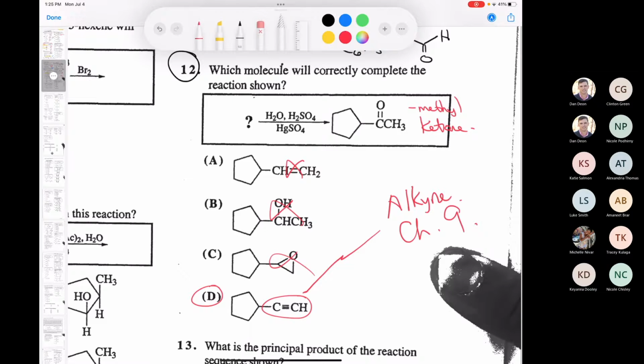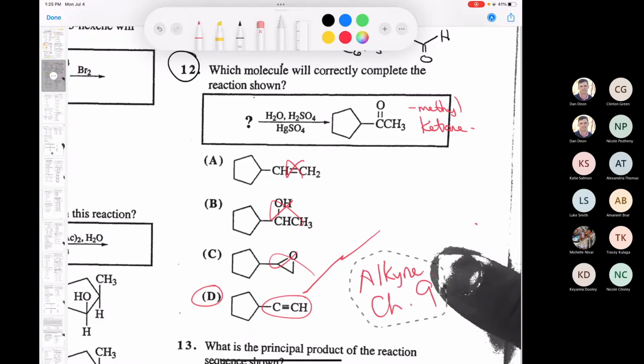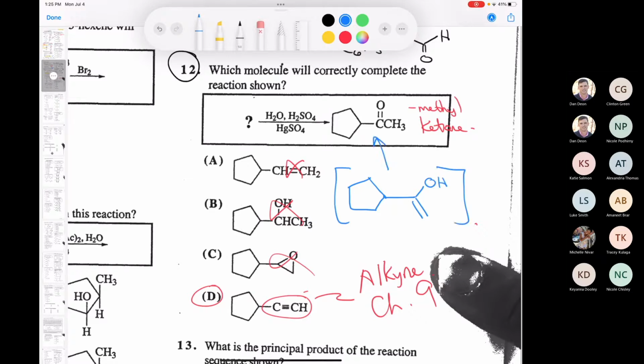In this case, you would end up again with an enol, but the enol that you would end up with would be this enol, where you would have this double bond, okay? And this enol is going to undergo tautomerization to give you the methyl ketone. All right, so this is the Markovnikov addition of water across the triple bond.